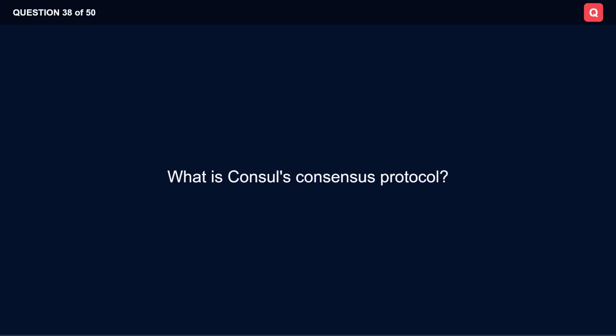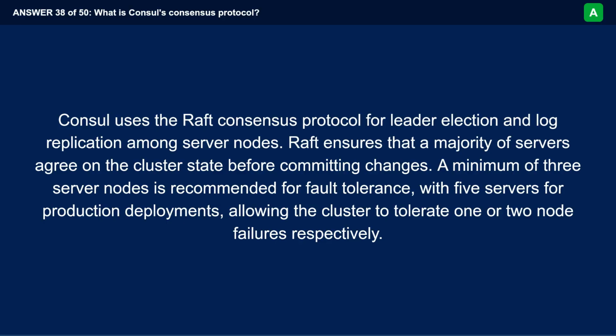What is Consul's consensus protocol? Consul uses the Raft consensus protocol for leader election and log replication among server nodes. Raft ensures that a majority of servers agree on the cluster state before committing changes. A minimum of 3 server nodes is recommended for fault tolerance, with 5 servers for production deployments, allowing the cluster to tolerate 1 or 2 node failures respectively.